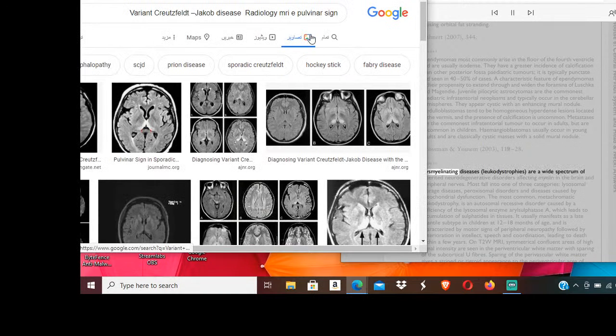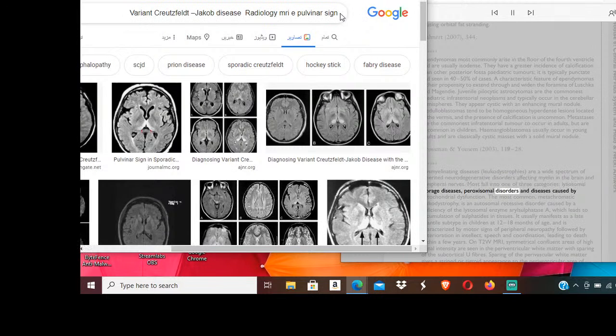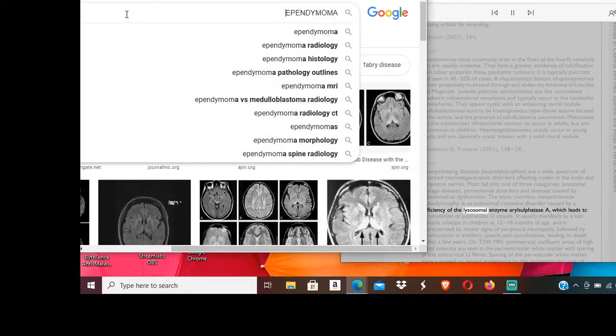32. E. Dysmyelinating diseases, leukodystrophies, are a wide spectrum of inherited neurodegenerative disorders affecting myelin in the brain and peripheral nerves. Most fall into one of three categories: lysosomal storage diseases, peroxisomal disorders, and diseases caused by mitochondrial dysfunction. The most common, metachromatic leukodystrophy, is an autosomal recessive disorder caused by a deficiency of the lysosomal enzyme aryl sulfatase A, which leads to accumulation of sulfatids in tissues.